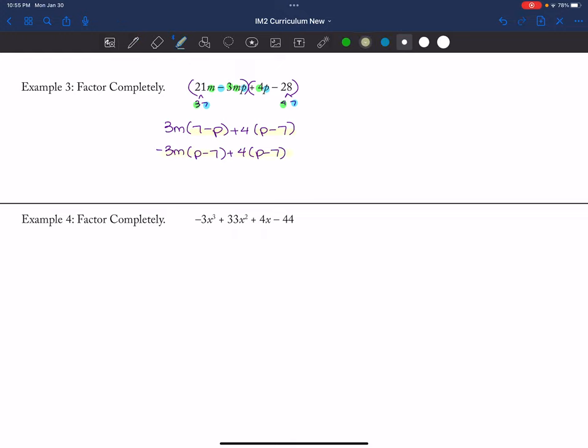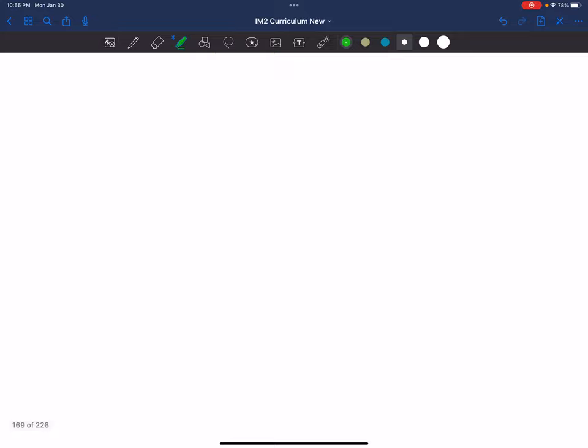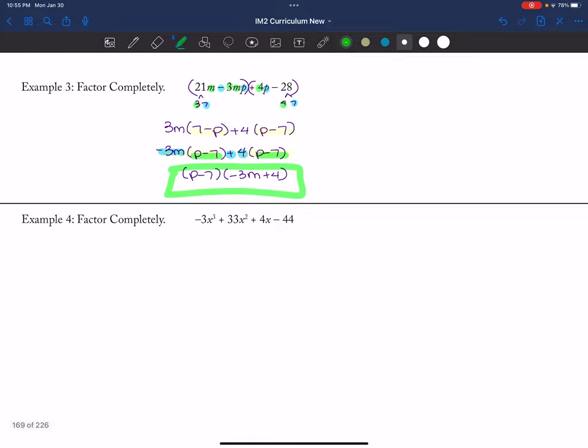And now what we can talk about is what's in common between my two terms, because now I do have something that's actually in common. Now I have a p minus 7 that's in common, and then what I have left over is a negative 3m plus 4. So I have a p minus 7 that comes out, and a negative 3m plus 4 that stays on the inside. Okay, and then that is my solution here. Okay, and then example 4 is the last one that we have.